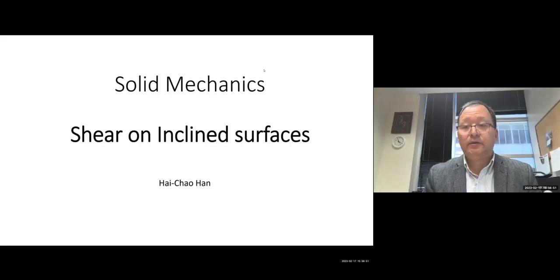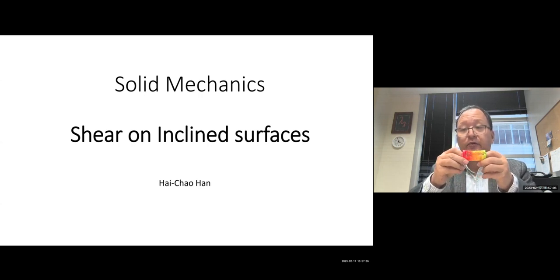Hello, everyone. This video is to explain the shear stress deformation on an inclined surface in a bar under axial tension. If we have a bar like this one and we stretch it, you can see it elongates.